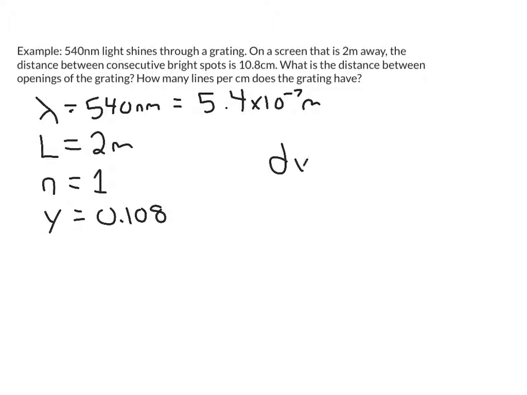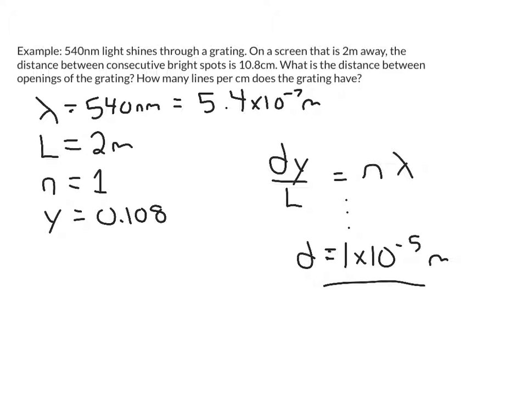We're going to use dy over L equals n lambda. When you crunch that out, we end up with a d value of 1 times 10 to the negative 5 meters. That's the answer. However, often for gratings, we're curious about how many lines per centimeter there are.